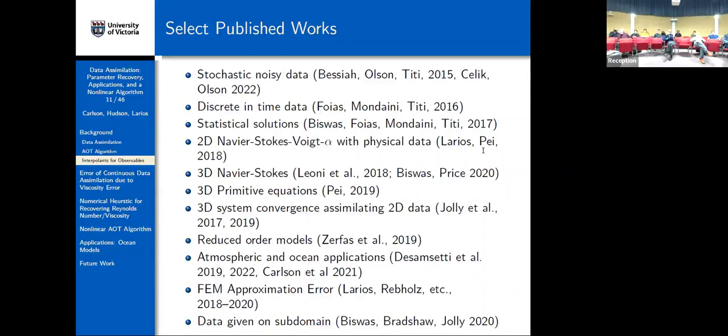Another important thing you mentioned is discrete-in-time data. It turns out that as long as you're sampling often enough, you'll still get exact convergence to the true solution, exponentially in time, which is very nice, but the observations do have to be close enough together.